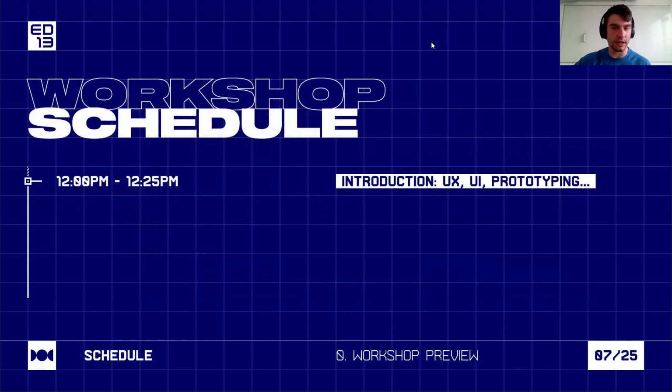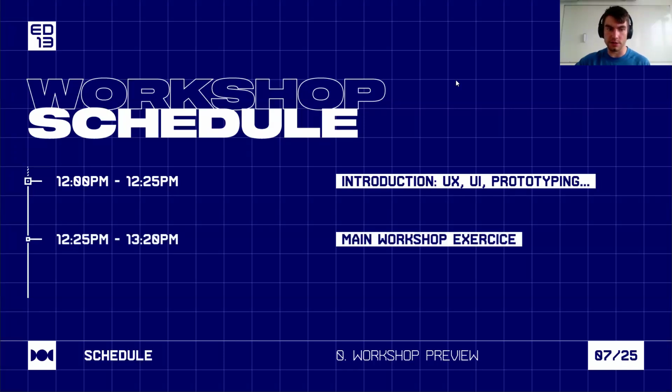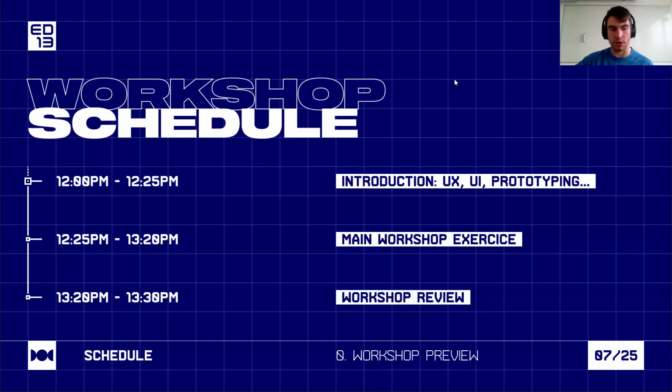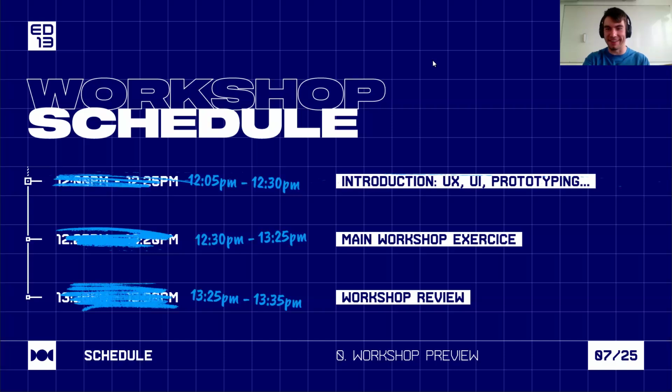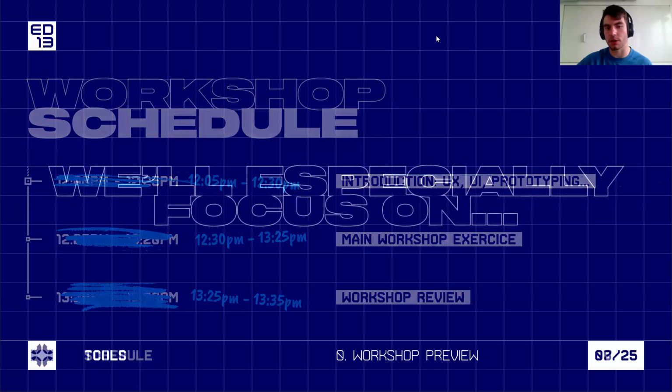So here's the schedule. We're first going to do a brief introduction to some notions I'm going to talk about, which is UX design, UI design, prototyping, design thinking, and stuff. And we're going to then switch to the main workshop exercise, which is going to take us around 50 minutes, I think. And in the end, we'll do a wrap-up with you for the last 10 minutes. I think we're going to overstep a bit, but I'm going to try to rush it up so you won't be overflown with theory that you don't really need, but it's always interesting.